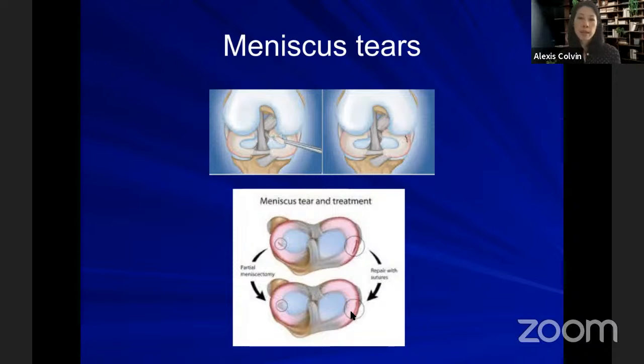So the dark pink area is showing you that that's where the best blood supply to the meniscus comes from. And so that's one where it has the potential to heal if you sew it together, versus if you have a tear in an area that's a little bit lighter pink, there's not really good blood supply there. So even if you sew it together, it may not heal, and then it'll tear back out again.